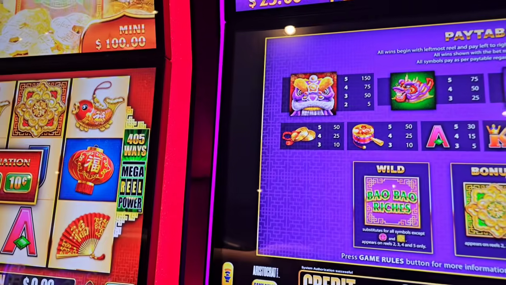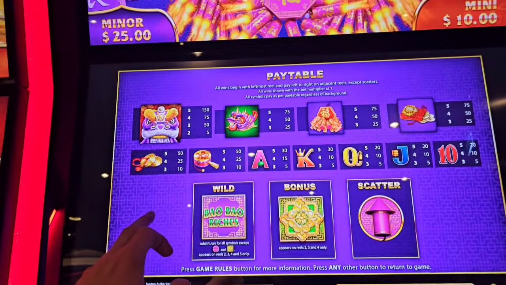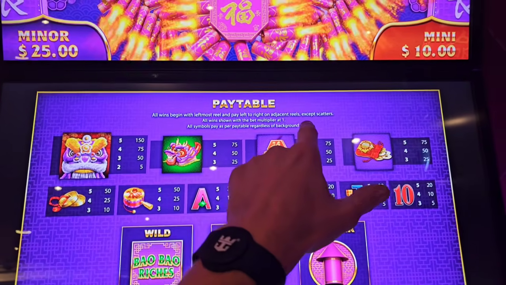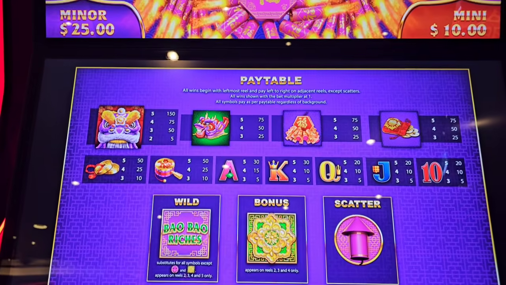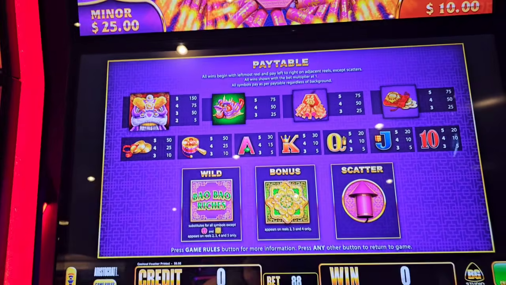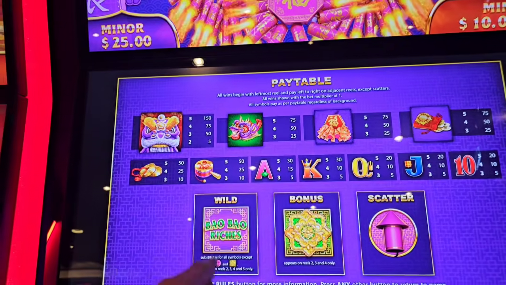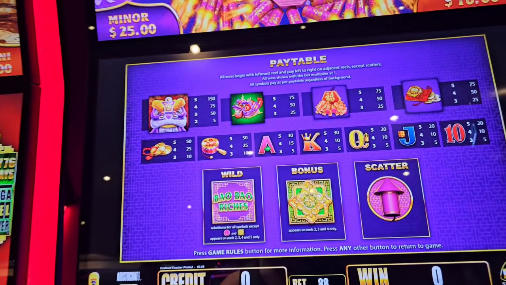As long as you have one of the symbols on each of the reels, then it's going to be 5 of a kind, right? So it says all wins begin with the leftmost reel and play left to right on adjacent reels except for scatters, right? All wins shown with the bet multiplier at 1. So for instance, if you get this best symbol here and you have them on reel 1, 2, 3, 4, and 5 in whatever order, it'll pay out 150 credits.